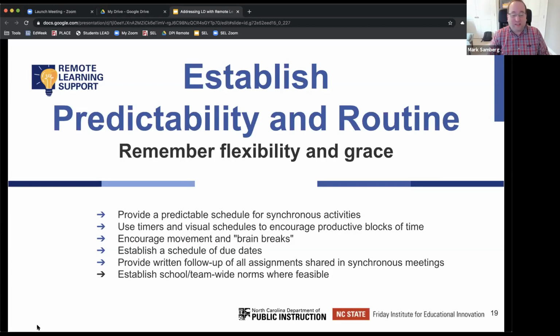And then to the extent that it's possible, to establish school-wide or team-wide norms, so that if students, especially in high school, have multiple teachers, there's some semblance of consistency from classroom to classroom with respect to where assignments are, how they get submitted.